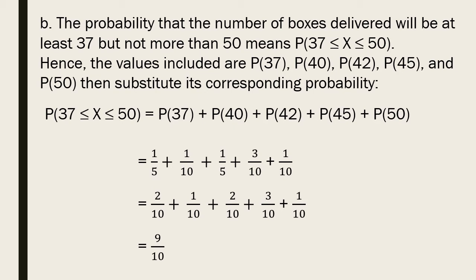So, the probability of 37 is 1 over 5. The probability of 40 is 1 over 10. The probability of 42 is 1 over 5. P of 45 is 3 over 10. And P of 50 is 1 over 10. So, adding this one, the probability that the number of boxes delivered will be at least 37 but not more than 50 is 9 over 10.